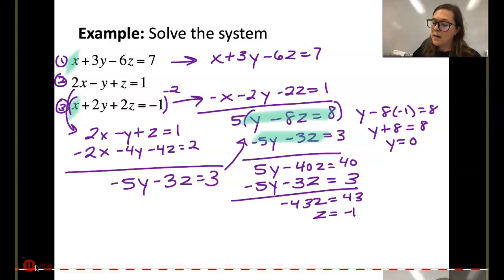I guess I'll go with the top one just because it's on the top and that gives me more space. We're solving for x. We have x plus 3 times, we just said y is 0, minus 6 times, we said z is negative 1, equals 7. So that gets me x plus 6 equals 7, which gets me x is equal to 1. So my final answer as a triple ordered is 1, 0, negative 1.